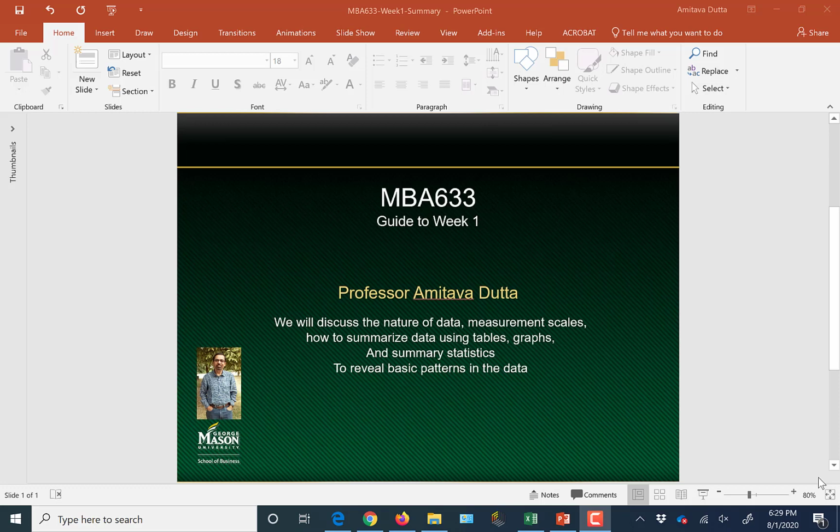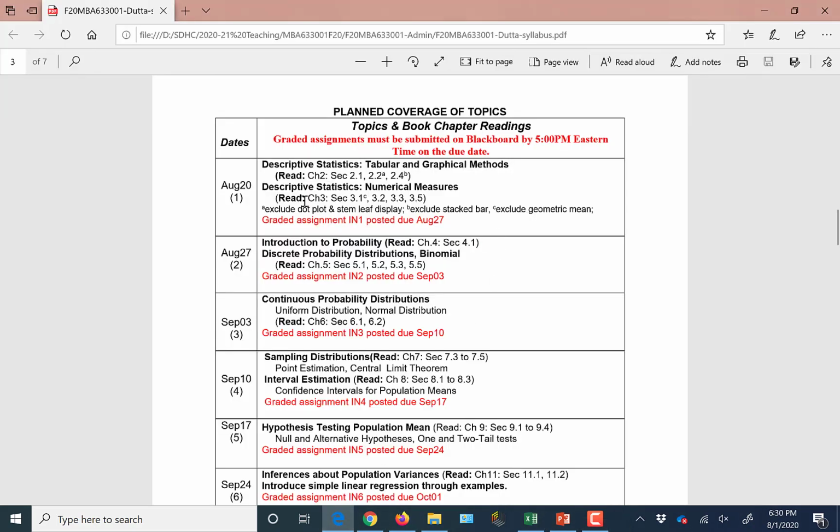In this first week's class, we will discuss the nature of data, various issues surrounding measurement scales associated with data, and how to summarize data using tables, graphs, and numbers, which are called summary statistics. The whole idea behind all of these techniques is to be able to reveal basic patterns that are there in the data. So looking at your syllabus, this is basically parts of chapter 2 and parts of chapter 3.